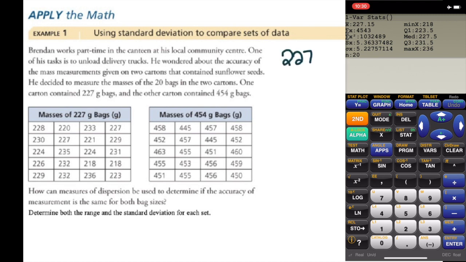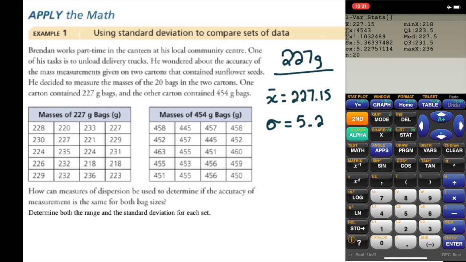So for the 227 gram bags, we get a mean of 227.15, which is good. On average, these bags contain maybe just slightly more than they say they do, but that's okay for us as consumers. The standard deviation would be 5.2 grams. So there is a little bit of variation between the bags, but that would be expected.